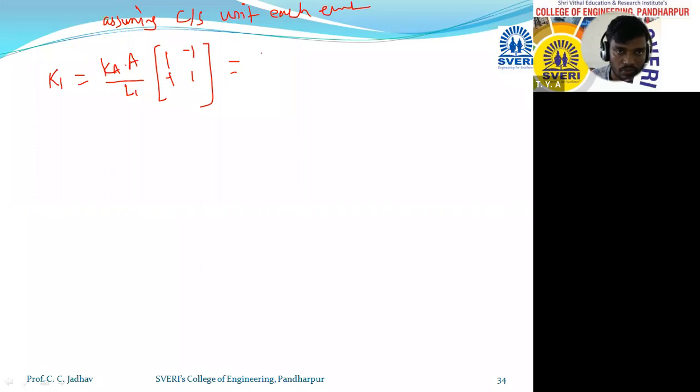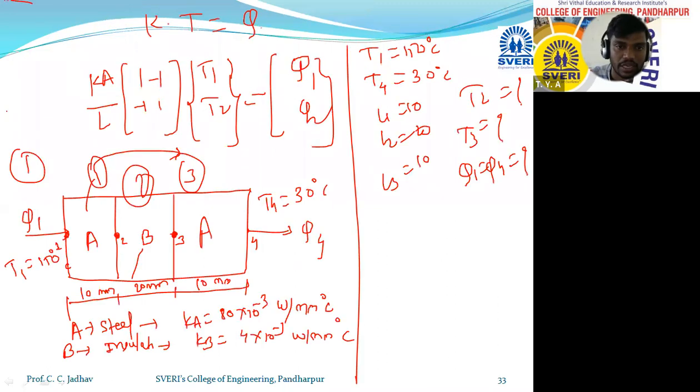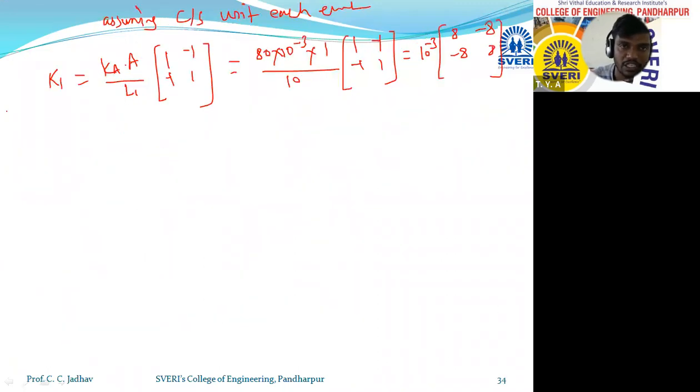Put all the values. K is 80 into 10 raised to minus 3 into unit cross section area divided by length 10, 1 minus 1 minus 1 1. K1 किती आला तुमचा, 10 raised to minus 3, 8 minus 8 minus 8 8. हा K1 म्हणजेच तुमचा काय स्टील साठी K3 आहे. दोन्हीचे मटेरियल सेमच आहे, म्हणजे ही जी व्हॅल्यू आहे K1 इज इक्वल टू K3.